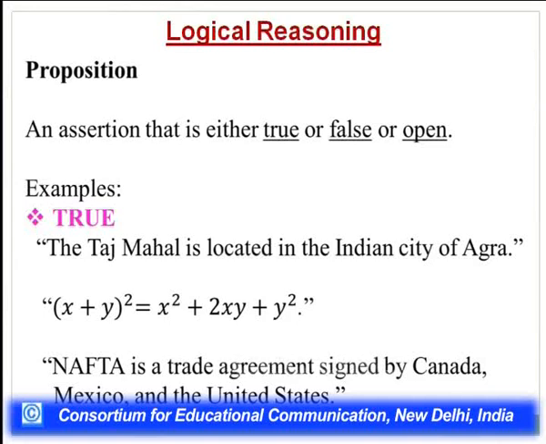Similarly, the identity (x + y) squared is identically equal to x squared plus 2xy plus y squared. This identity is also an example of a true proposition. Similarly, the last statement in the slide says NAFTA, which is the North American Free Trade Agreement. This is a trade agreement signed by Canada, Mexico and the United States, which again is an example of a true statement, a true proposition.